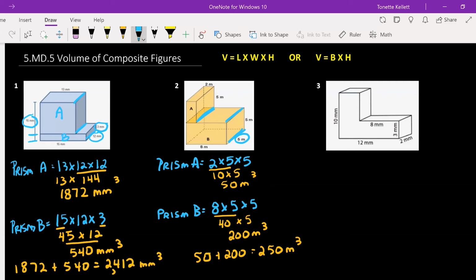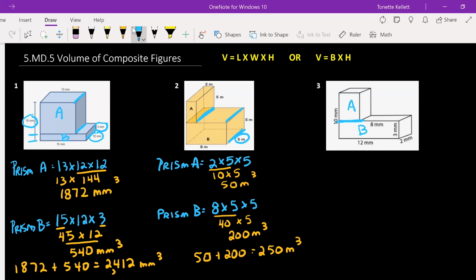And the final figure. The final figure is a little bit more difficult because it has not already split these prisms for you. You can split it going a long way like this, or you can split it going across like this. I choose to split it going across like this simply because the 12 on the bottom matches the two figures at the end. You can split it either way you want.